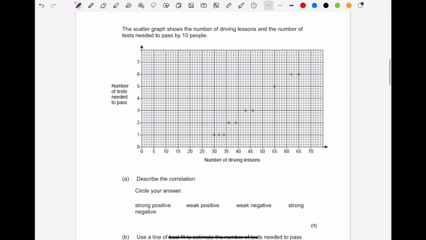In this scatter diagram, first question, it wants us to describe the correlation. There are 5 main types of correlation. We can describe it as strong positive, weak positive, weak negative, strong negative, and no correlation. In this case, we can see it's going to be a strong positive correlation. It's because all the points are very close to a straight line.